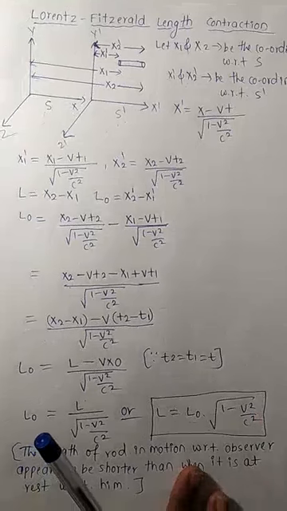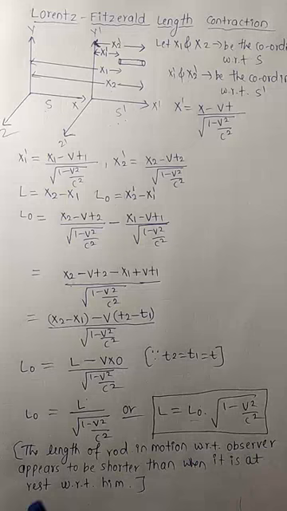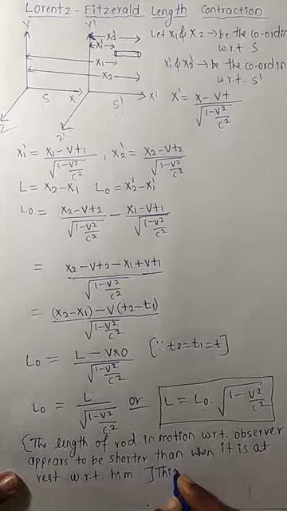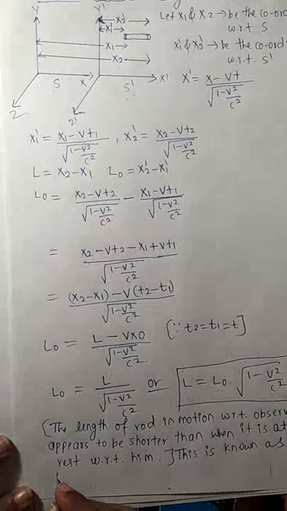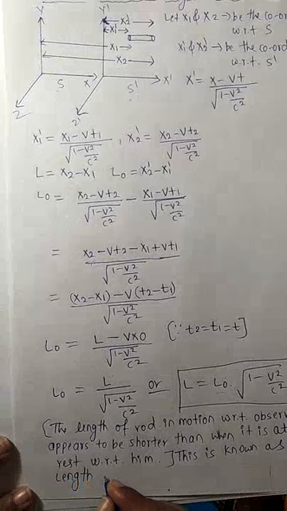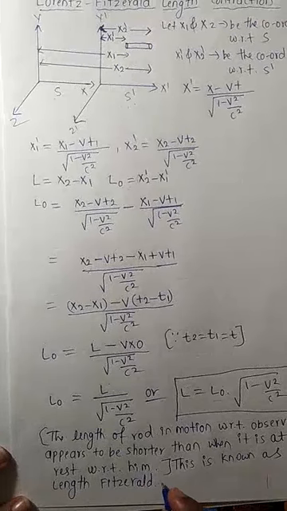In one sentence, the length of a rod in motion with respect to the observer appears shorter than when it is at rest with respect to him. When it is at rest, the length is larger, but when it is moving with respect to the observer, it appears shorter. This is known as length FitzGerald contraction.